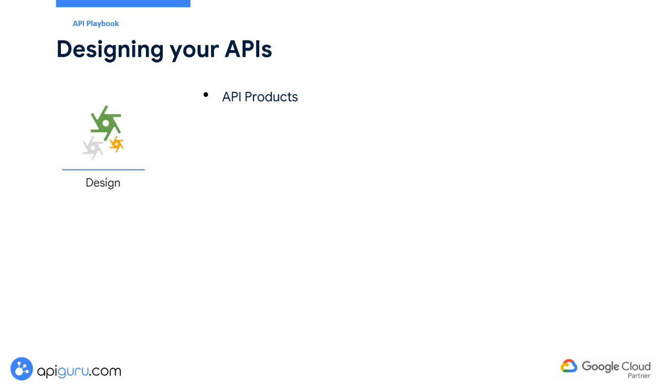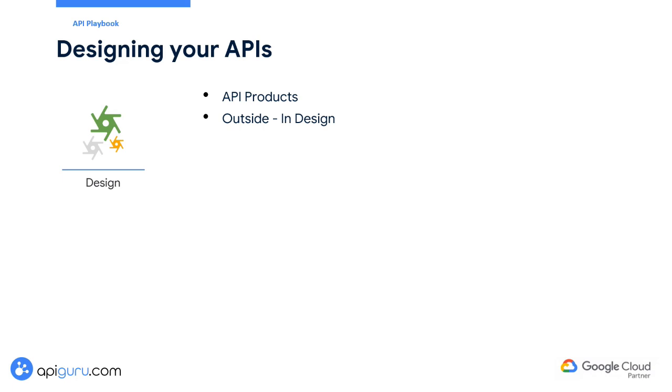For example, an API that provides weather data could serve developers building applications in industries like travel or agriculture. Defining product goals and success metrics will help teams focus on delivering APIs that effectively meet developers' needs.